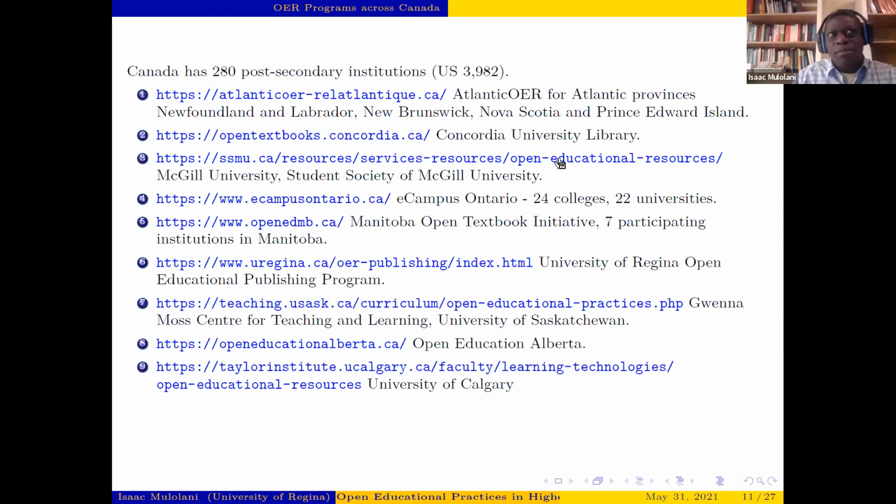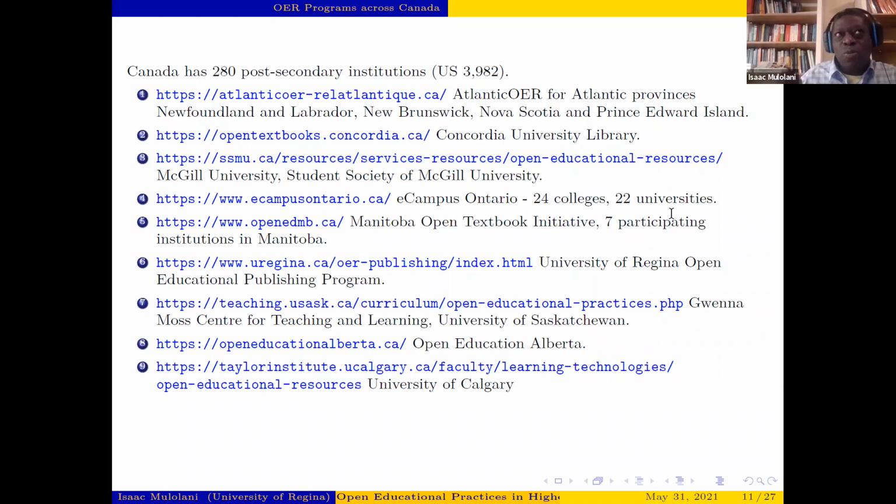So in Quebec, most of the resources being developed are in the French language. Concordia University is developing in English, so I've put that there. McGill also has English resources. In Ontario, there's a big grouping called eCampus Ontario, but individual universities in Ontario also have their own OER programs. And I know Dr. Bashir knows this, in Ontario, the largest concentration of universities and colleges in Canada exists. There's 24 colleges and 22 universities. And all of those universities are involved in open educational resources, as are the colleges. So you have a fair amount of resources being developed in Ontario.